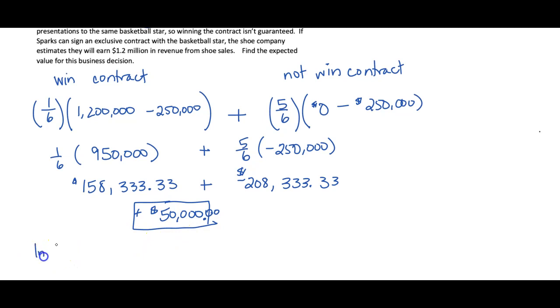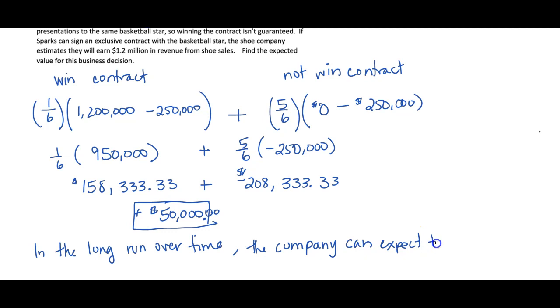So in the long run, over time, the company can expect to gain $50,000 for this type of proposal. So it would be in the best interest of the company to make this decision and make the proposal. And that ends example 8.